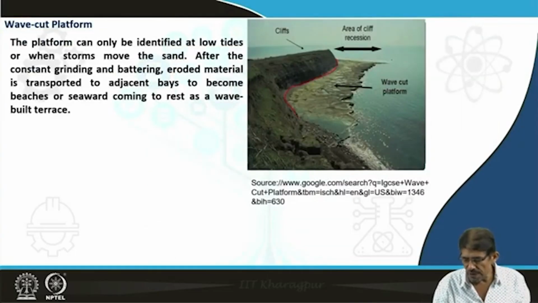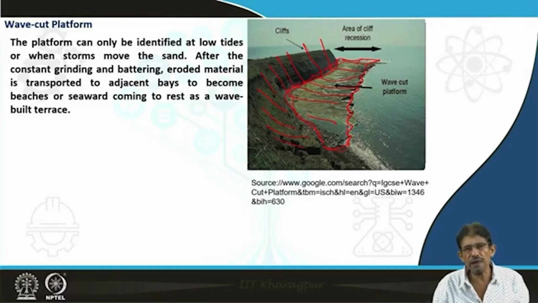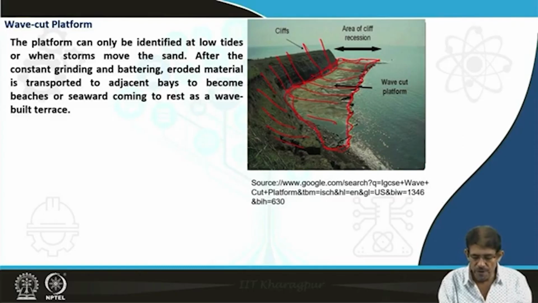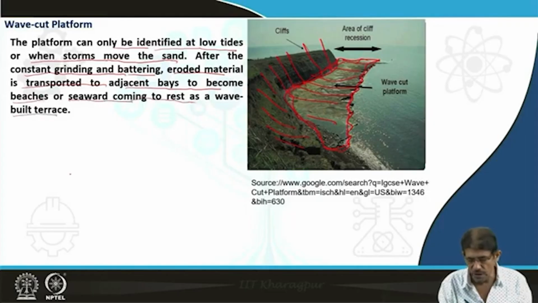In addition to this, we have a cliff here on the vertical face side, and near the toe we have this bottom platform type of structure, because it depends on the resistance and strength of the rock strata which are responsible for formation of such elevated rocky land. The platform can only be identified at low tides or when storms move the sands. After the constant grinding and battering, eroded material is transported to adjacent areas to become a beach or seaward coming to rest at the wave-built terraces.